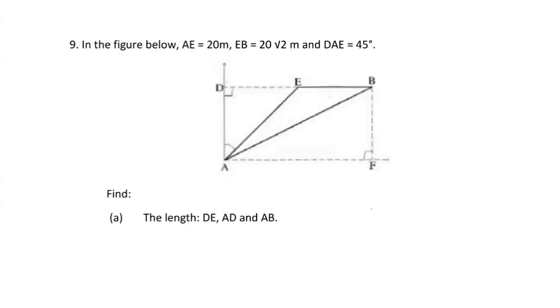Okay, so question number 9. In the figure below, AE equals 20 meters, EB equals 20 times root 2 meters, and angle DAE equals 45 degrees. Okay, part A, we are supposed to find the lengths DE, AD, and AB. Okay, so this is the geometry problem.